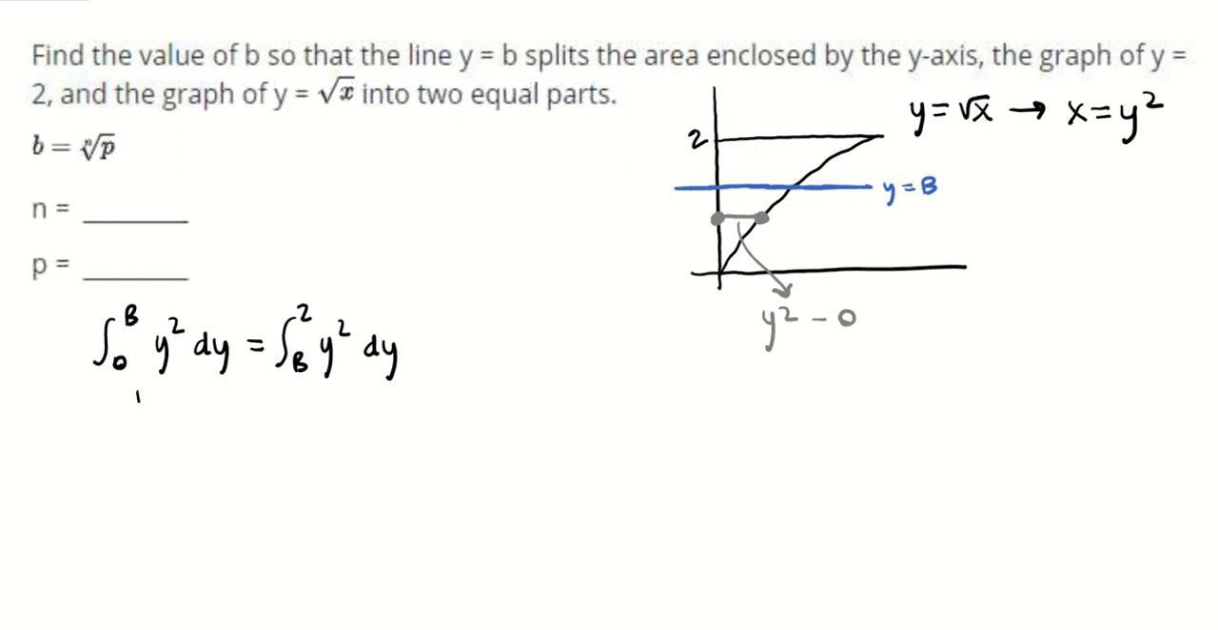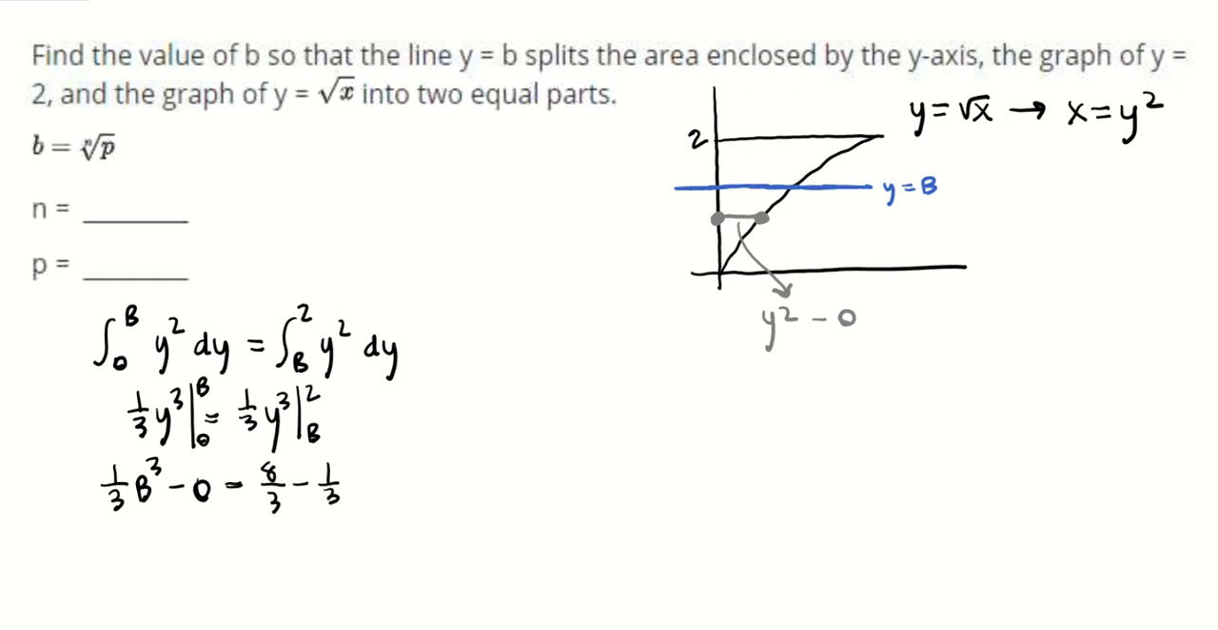And now we're going to be able to solve this kind of just the old-fashioned way. Find an antiderivative. It's equal to 1/3 of y to the third from b to 2. And then I'm going to plug in those bounds and subtract. So 1/3 of b to the third minus 1/3 of 0 to the third is equal to 1/3 of 2 to the third minus 1/3 b to the third.